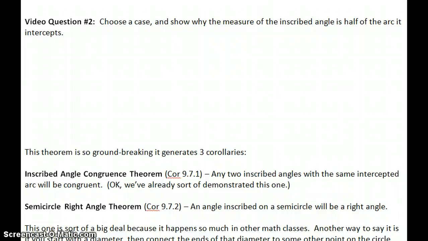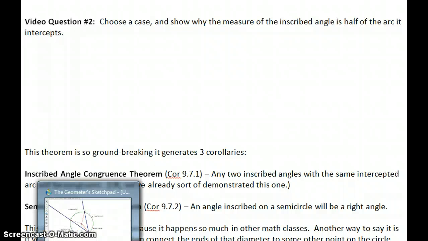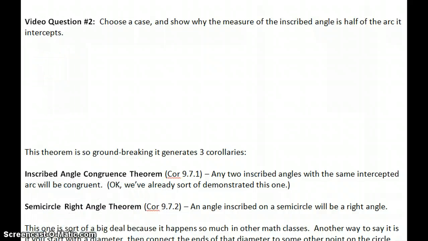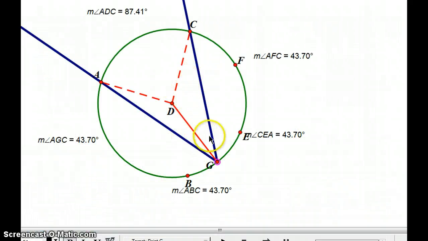Choose a case and decide and prove why it is that the inscribed angle is half. Again, not going to ask you to do this later, but for the video I think it's a good idea. Why is it then that this total here is going to be equal to half of that? Why is it going to be half of that?